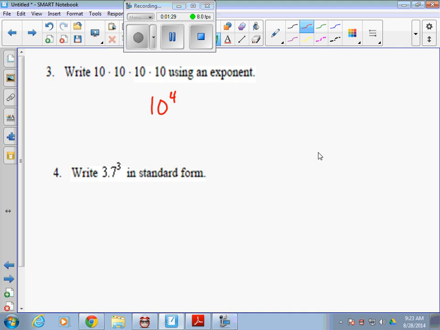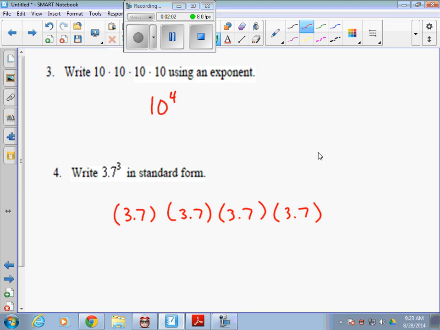Number 4 says write 3.7 to the 3rd power in standard form. So 4 is the reverse of what 3 is. So 3.7 times 3.7 times 3.7. That's it. Parentheses were not necessary in this case. I just included them so I didn't put a dot between them, and you'd see dots and decimals. I just didn't want it to be confused. So that would be considered standard form.